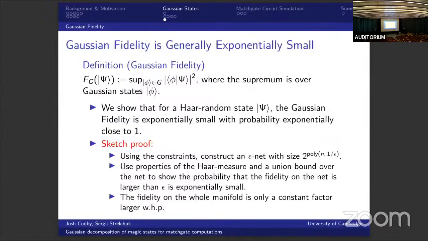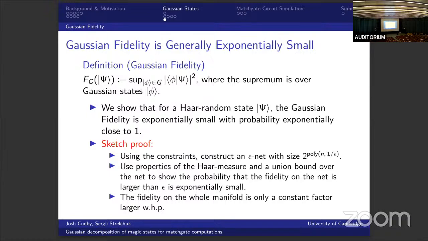So what can we do now that we have this kind of explicit and small description of Gaussian states? So one thing we can prove is that the Gaussian fidelity is generally exponentially small. Now, what's the Gaussian fidelity? It's very simple. It's just the maximum overlap of the state you care about with any Gaussian state phi.